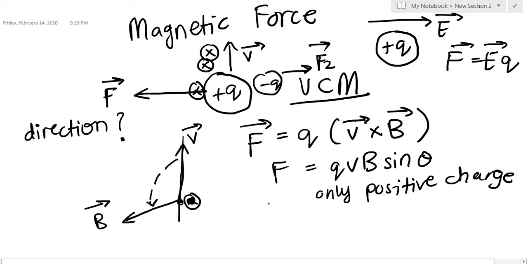You might also rearrange this formula. So QVB you can rearrange, and you will get ILB. And when you have this, you can determine the direction of the force by just using Fleming's left hand rule.